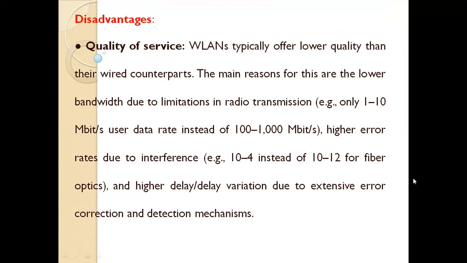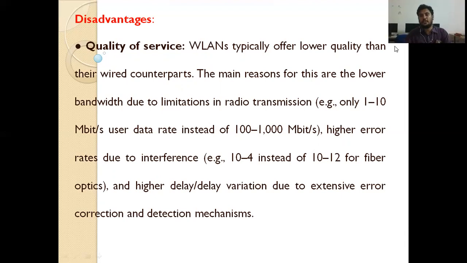The main reasons for this are the lower bandwidth due to limitations in radio transmission. For example, only 1 to 10 megabits per second user data rate instead of 100 to 1000. There are also higher error rates due to interference and higher delay variation due to extensive error correction and detection mechanisms. So quality of service is one of the disadvantages of wireless LANs.